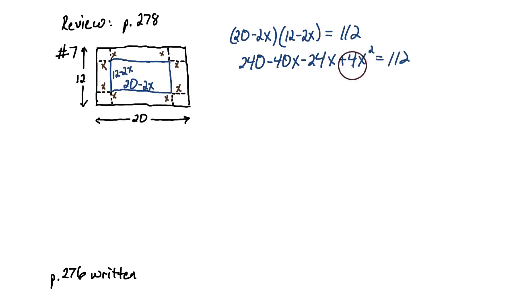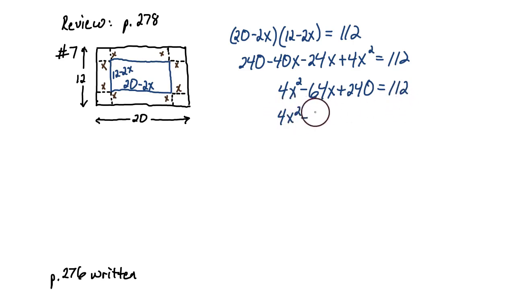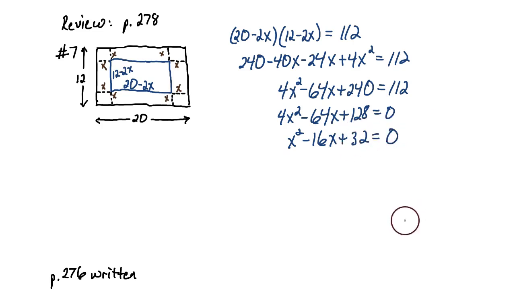Let's do some combining like terms and some rearranging of the order of the terms. And then subtract 112 from both sides to get a 0 on the right. All the numbers divide evenly by 4, so let's do that. Here's a quadratic equation in standard form. Let's solve the equation with any of the methods that we know about.